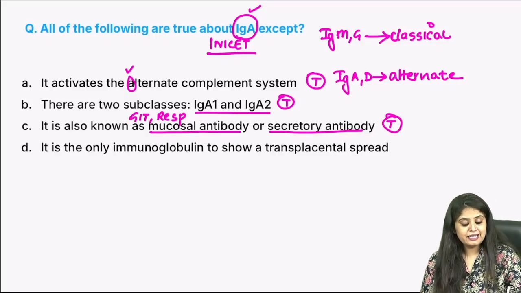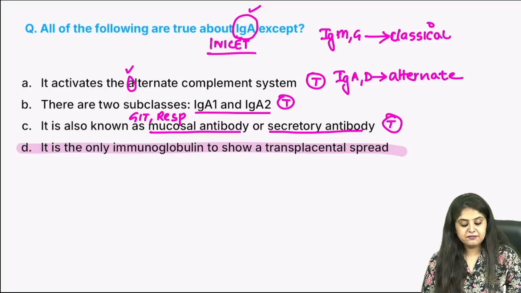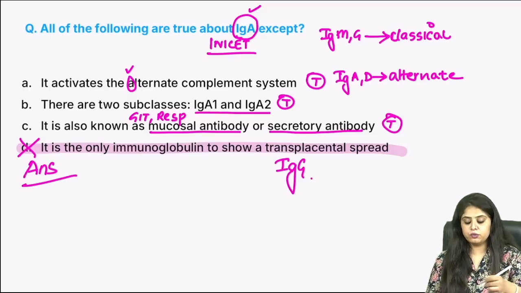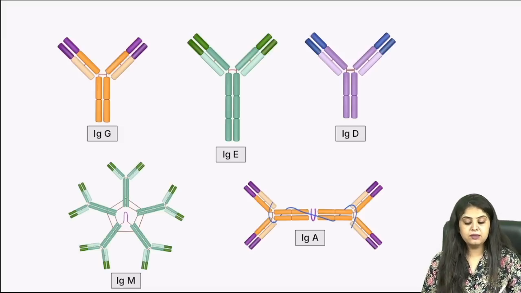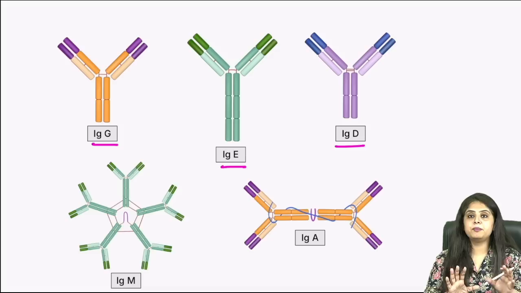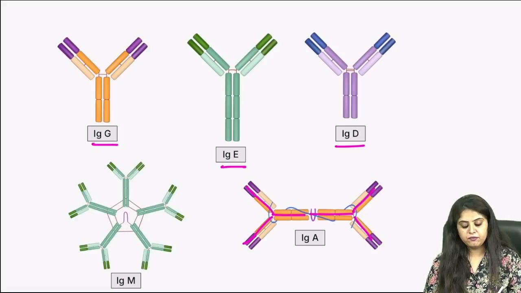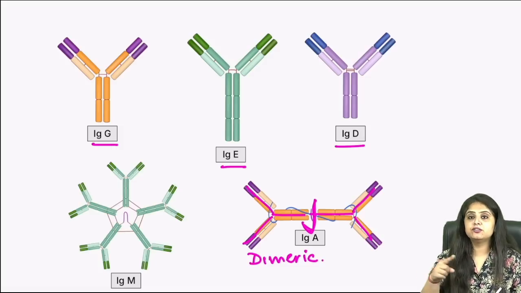So all are true, except: it is the only immunoglobulin to show transplacental spread. No, IgA does not. In fact, this is the answer because it is IgG that shows transplacental spread. But what was the recent INI-CET question? It was the image of IgA. Remember that IgG, E and D come as monomeric, single forms. IgA can exist in single form also, and it can exist in a double form, known as the dimeric form. When it exists in a dimeric form, it is combined with something known as the J chain, the joining chain. It is like a center fevicol that I have added.